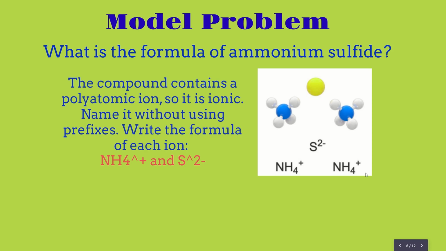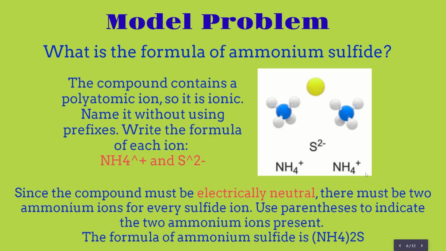So that is the purpose of trying to get this formula written. In order to do this, since we already have S and it's 2-, so it has a -2 charge, all we need to do is make ammonium a +2 charge. To do that, all we need to do is just add 2 of them together. Once we combine all these and put it inside a formula, the compound must be electrically neutral. So there must be 2 ammonium ions for every sulfide ion, and then we use the parentheses to indicate the 2 ammonium ions present.